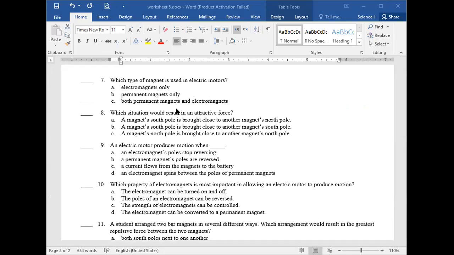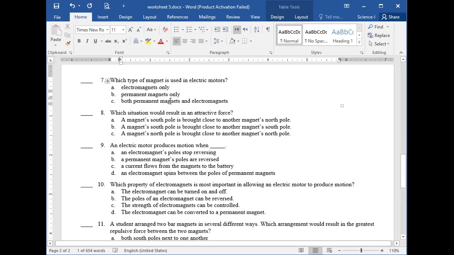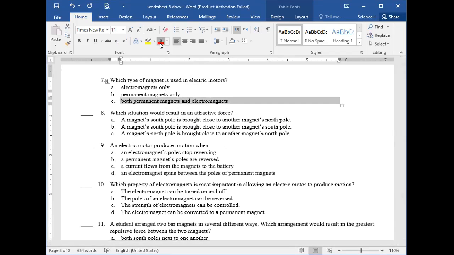Yes, Hannah Hamdi. A. Electromagnets only. What about the two magnets found on the two sides that keep repelling with the electromagnet? Sorry. C. See, we have both an electromagnet and a permanent magnet. The two permanent magnets are fixed on the two sides, while the electromagnet is rotating between them. Okay.